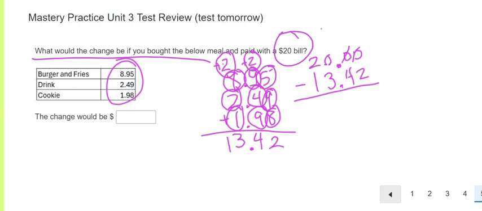Then we need to borrow going across. 10 minus 2 is 8. We borrowed 1 here, so 9 minus 4 is 5. We also borrowed here, so 9 minus 3 is 6. And we also borrowed here, so that's going to be 0. I'm going to double check my answer. Okay, everything looks to be pretty good.